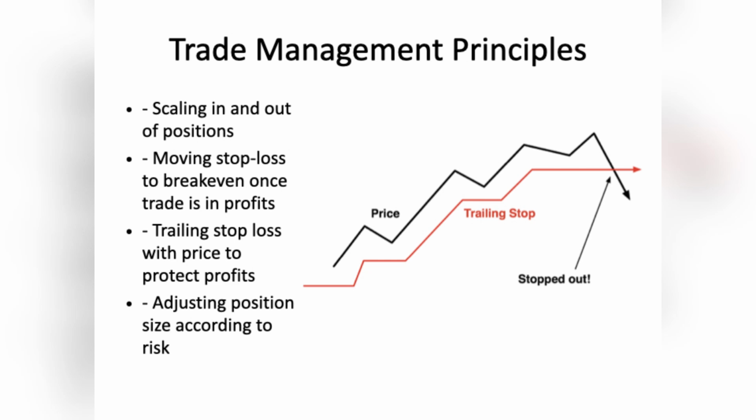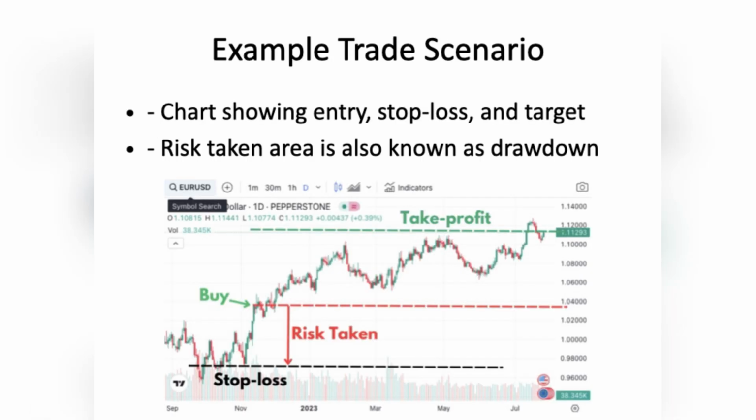Trailing stop loss. As the trend continues, you can manually or automatically trail your stop loss behind the price, locking in profits as the market moves. As this chart shows, the trailing stop follows the price up until a reversal hits it and you're stopped out with a great profit. Adjusting position size. Your trade size should always be calculated based on the specific risk of that trade, not your account balance. This is paramount. Let's look at a practical scenario.